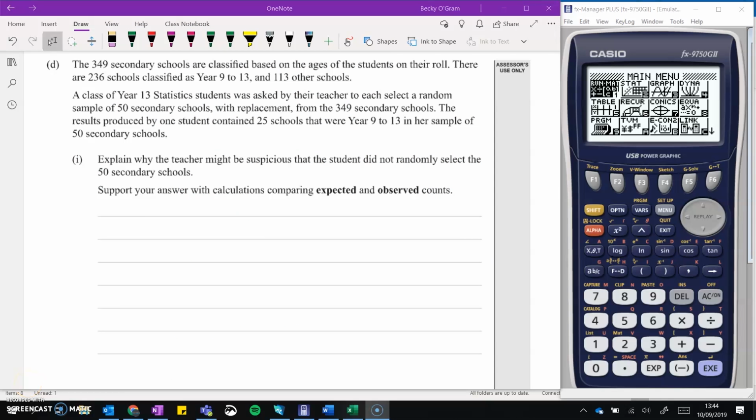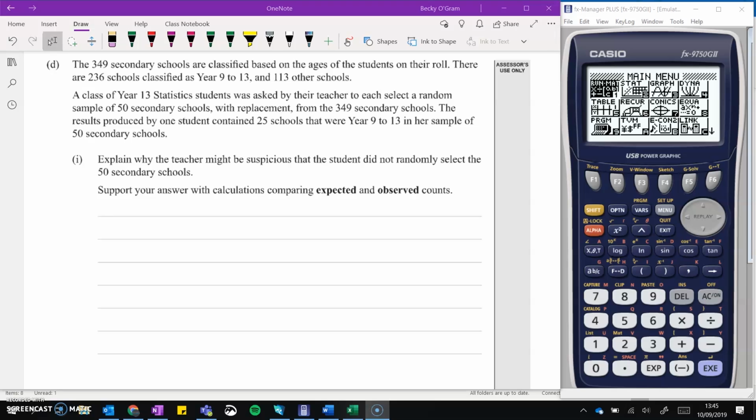Alright, so part D, have a pause and read it. We're going to explain why the teacher might be suspicious that the student did not randomly select the 50 secondary schools. So this statistics student has randomly selected, where we've got 25 schools that were year 9 to 13 in her sample of 50 secondary schools altogether. So what we want to do is look at the proportion of the year 9 to 13 schools that we would expect for all the 349 schools that we have.